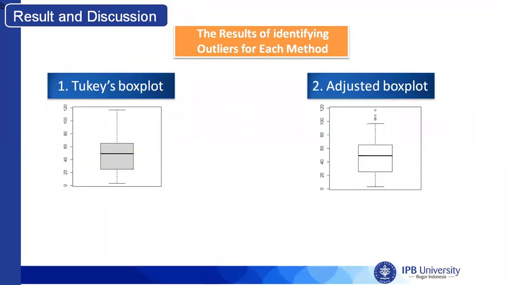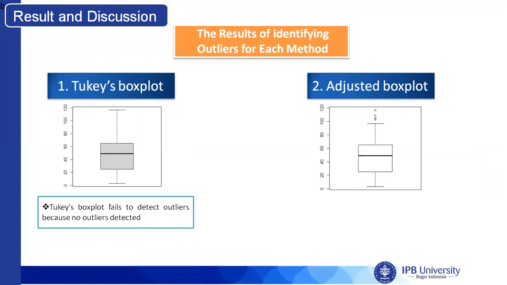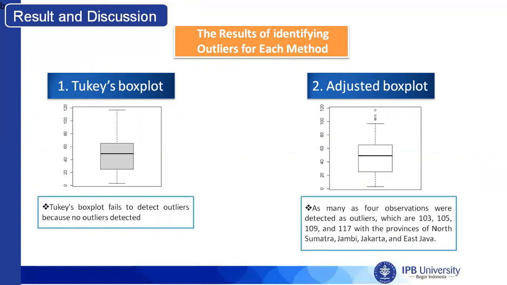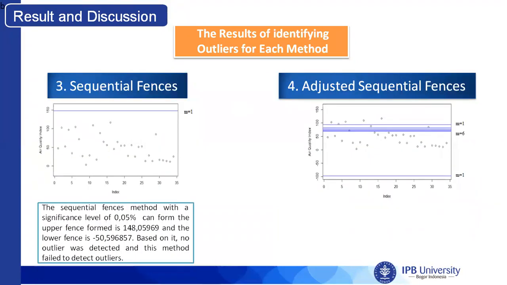Next, the result of identifying outliers for each method is as follows. First, the two-case box plot fails to detect outliers because no outliers were detected. Second, the adjusted box plot successfully detects 4 observations and all of them are actual outliers. Third, sequential fences. The sequential fences method with a significance level of 0.05 can form the one upper fence and the one lower fence, and based on it, no outlier was detected and this method failed to detect outliers.